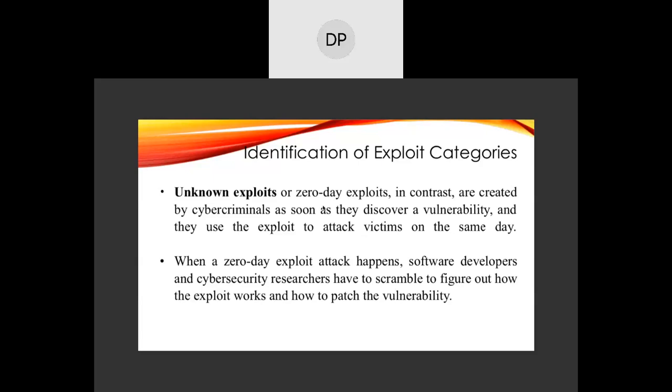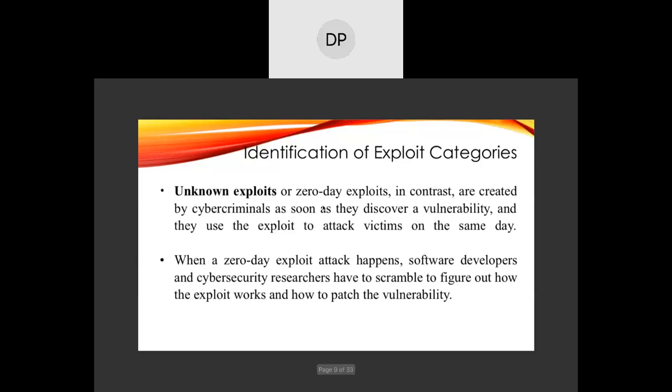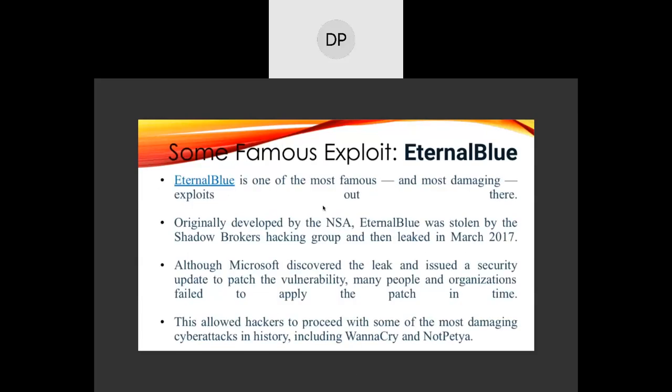When a zero-day exploit attack happens, software developers and cybersecurity researchers have to scramble to figure out how the exploit works and how to patch the vulnerability. So, some famous examples of exploits. One exploit called EternalBlue is one of the most famous and most damaging exploits out there. Originally developed by the NSA, EternalBlue was stolen by the Shadow Brokers hacking group and then leaked in March.